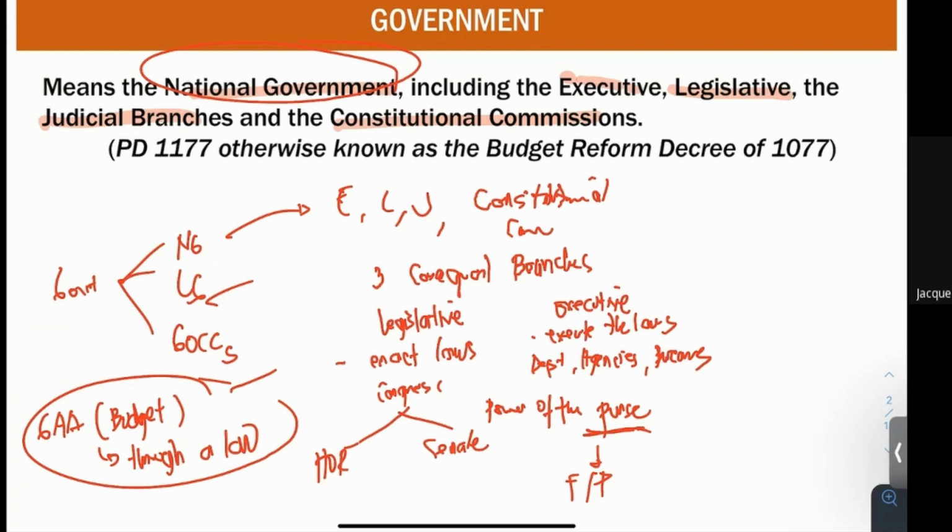And if there are ambiguities as to the law created, the judiciary will mediate as to those ambiguities. Therefore, the judiciary shall interpret the law.